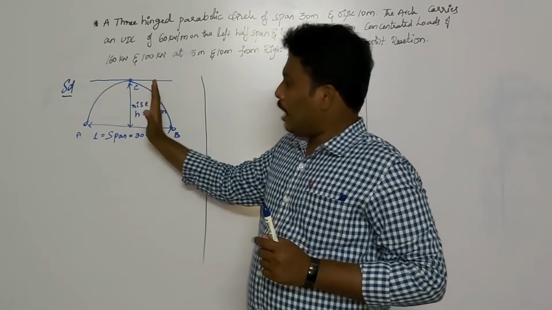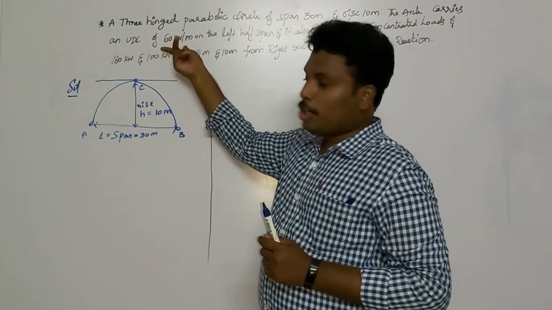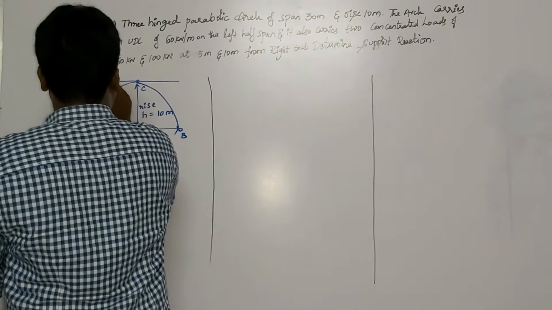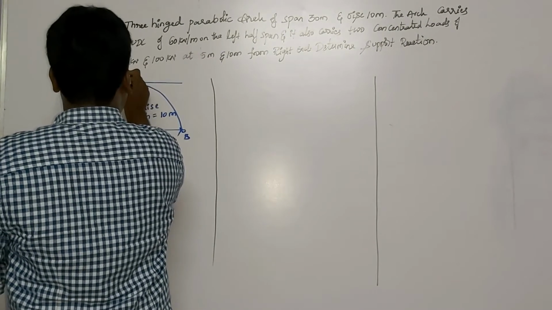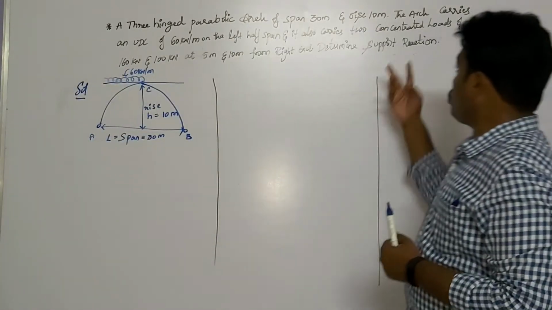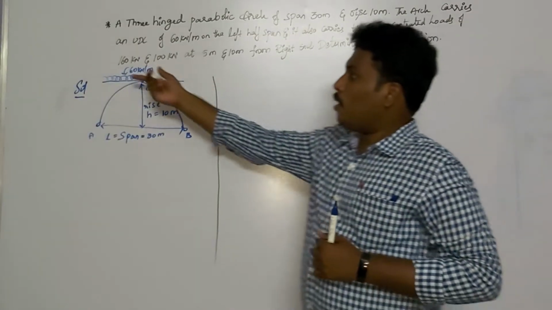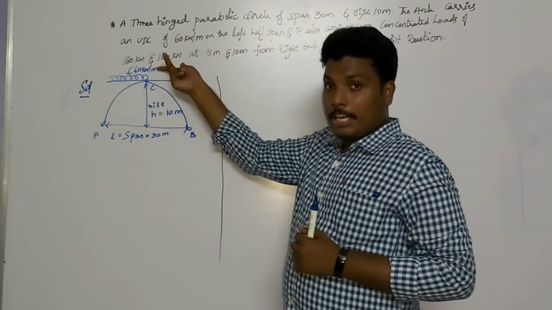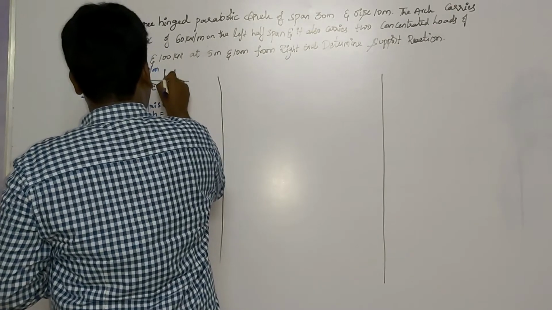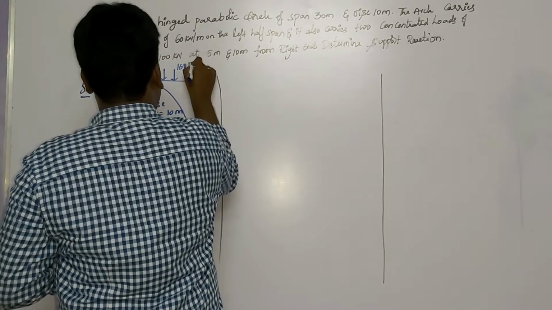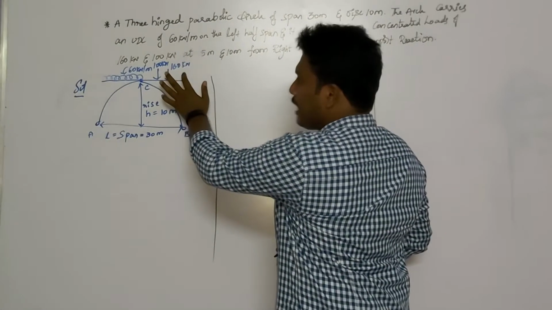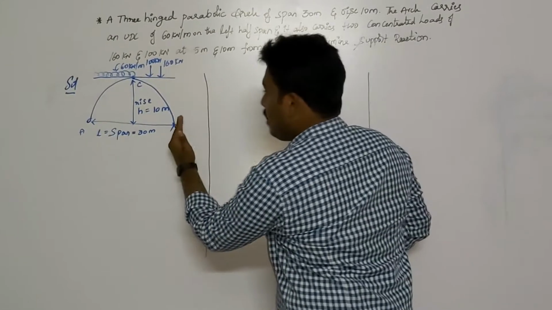of 10 meters. Left half of the span lo 60 kN per meter uniformly distributed load padutundi. So let us draw a uniformly distributed load over this portion of 60 kN per meter. And there are two concentrated loads of 160 kilonewtons and 100 kilonewtons. Where does the 160 kilonewtons act? 5 meters from the right end.